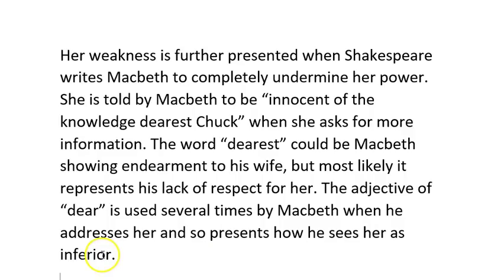We're having to infer what you mean by that. You know, why would dear suggest inferior rather than precious? And it's because he doesn't bother using her name. It's just dismissive of her. But again, even though you're not explicit about that, we can infer it.